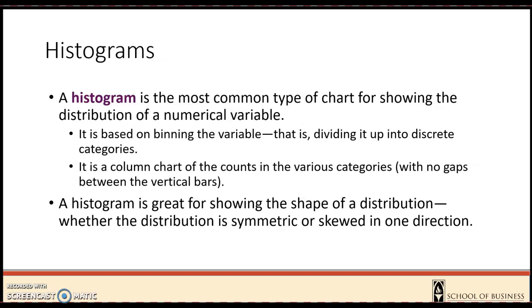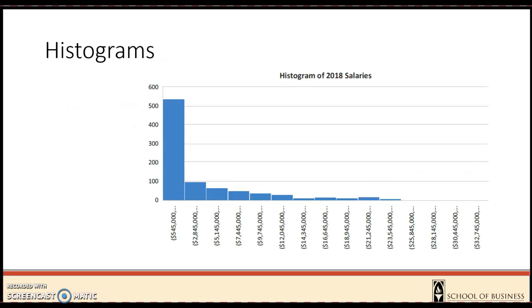There are no gaps between the vertical bars, and we can just take a look at it. A histogram is great for showing the shape of a distribution. We're really able to look at it and know whether or not it is skewed in one direction, because we can see how the frequency comes together. And so this would be a histogram.